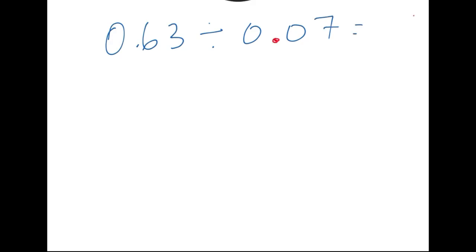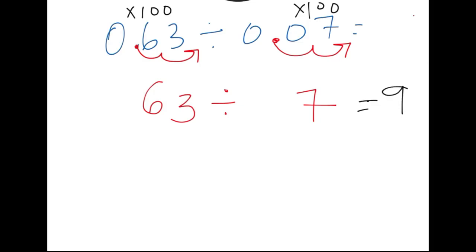11 is the quotient. Let's try another one. 0.63 divided by 0.07. I will move the decimal point 2 places to the right, so I end up with 7. I move this decimal point 2 places to the right, I end up with 63. So the answer is 9.